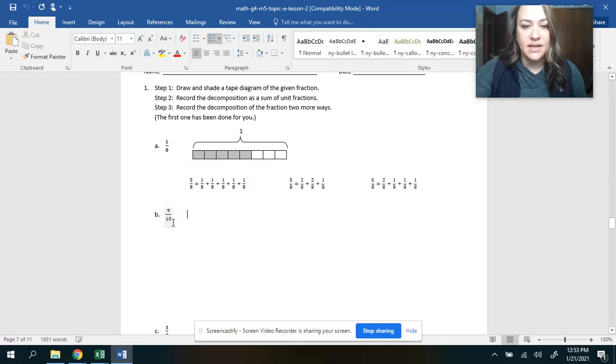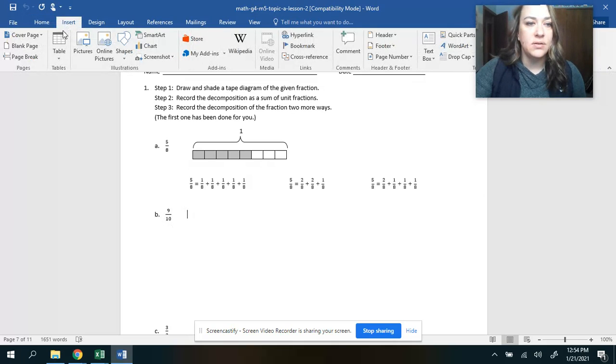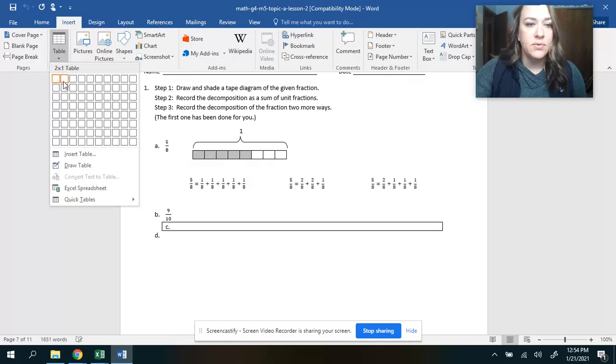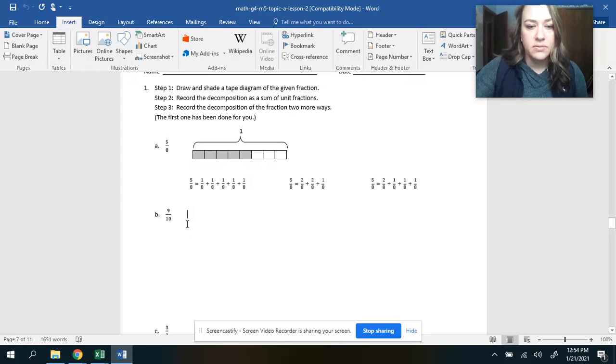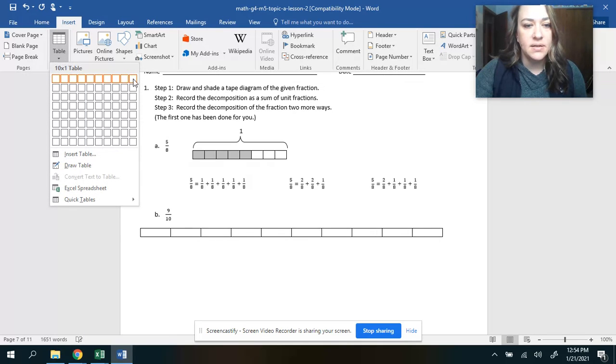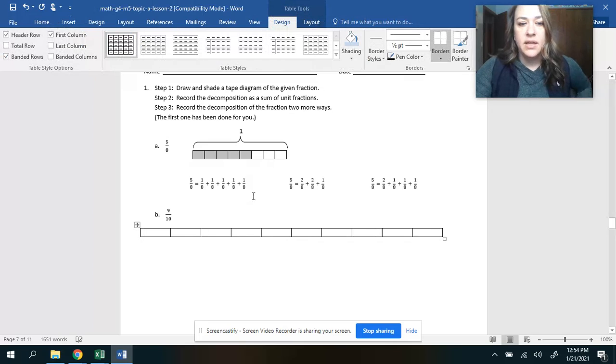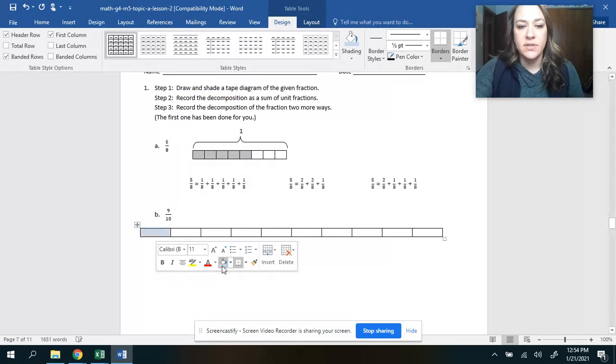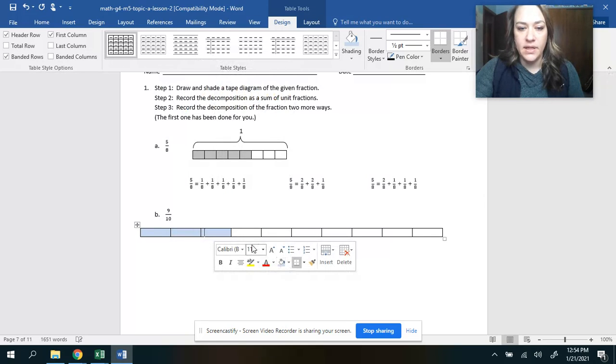All right, so we have 9/10. So we are going to insert a table. No, I don't want the letters on it though. Hang on. Insert a table that has 10 units because that is our denominator. And we're going to show 9/10. So 9/10 of this is going to be shaded. So we need to shade 9 of these, 9 of our units.